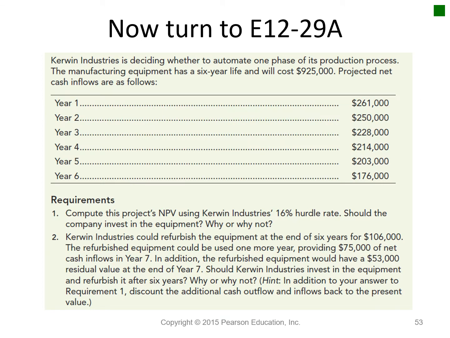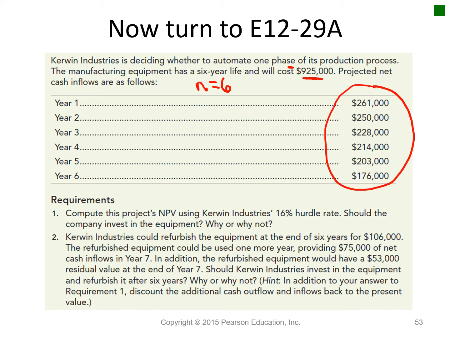So if we look at an illustration, this is exercise 12-29A. We've got Current Industries deciding whether to automate one phase of its production process. It says that the manufacturing equipment has a 6-year life, so I'm going to write out N is equal to 6. It's going to have a cost of $925,000. So remember, that's going to be your cash investment. That's going to be your outflow. And then notice here's your cash inflows.